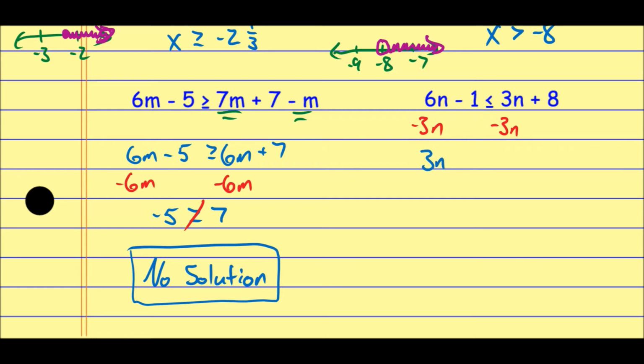Over here, I get a 3n. I still have the minus 1. Over here, I'm just left with the 8. And now working backwards through order of operations, I undo the subtraction first. So I'm going to add the 1 to each side.